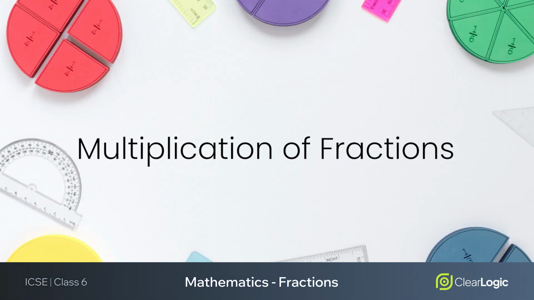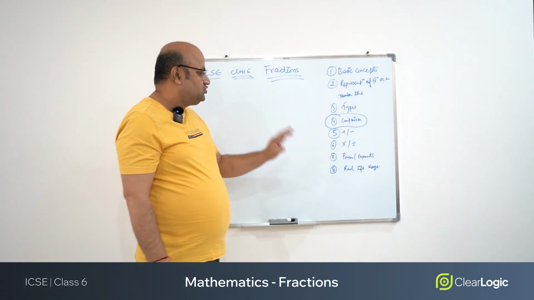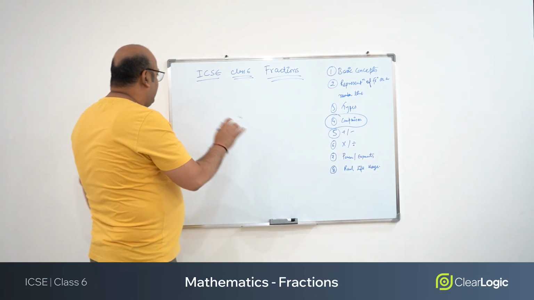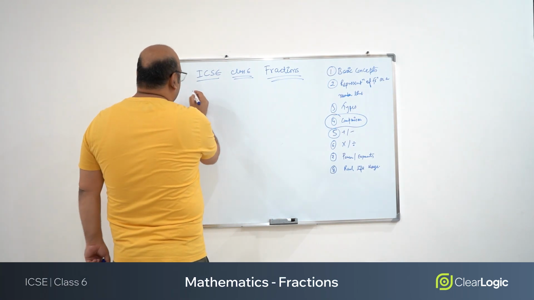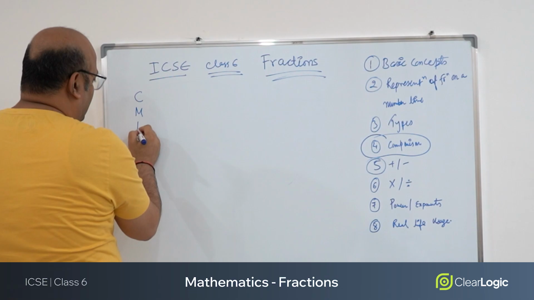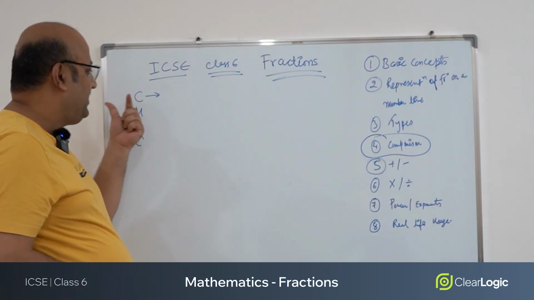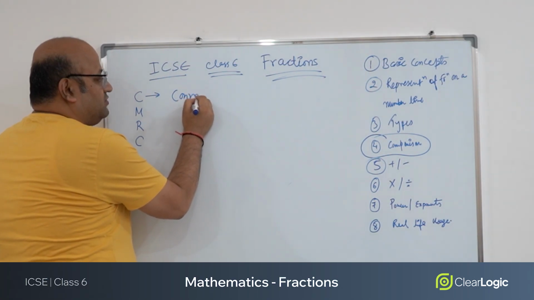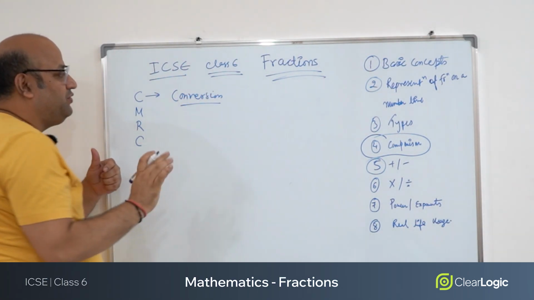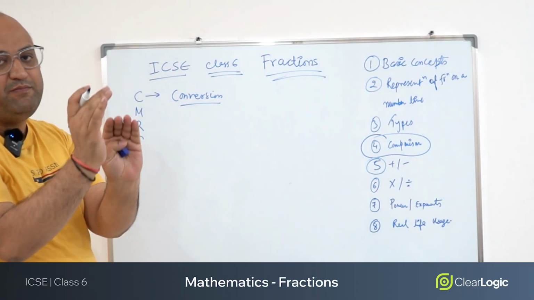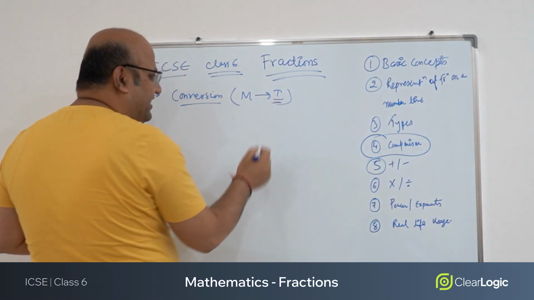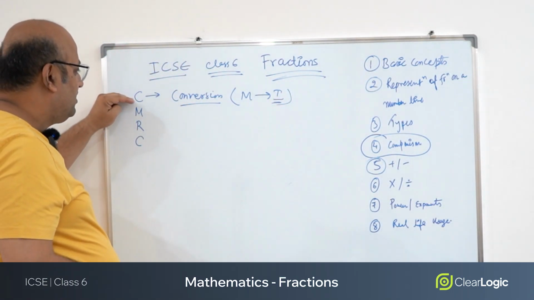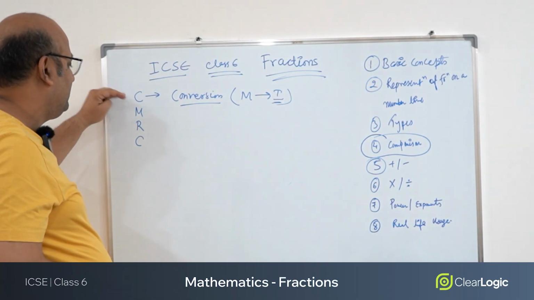Now we'll start with multiplication of fractions, because from there division will be much easier. So to multiply two fractions, there's a process basically which we follow. So we have C, M, R, C. In this, C means conversion. So first thing we need to do is convert mixed fractions into improper fractions. If you already have improper fractions, no need to convert, so you will disregard this particular step.